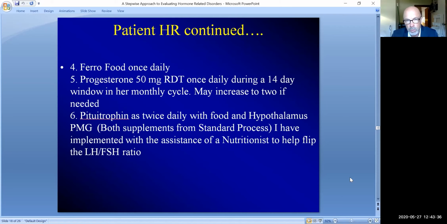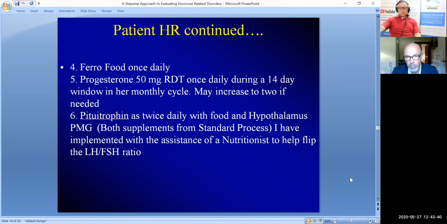And what I wanted to do was, instead of a once daily, I said, okay, let's figure out that 14-day window, and we'll start at that point and then see how you do. And again, give her the option to increase to 2 daily if needed.